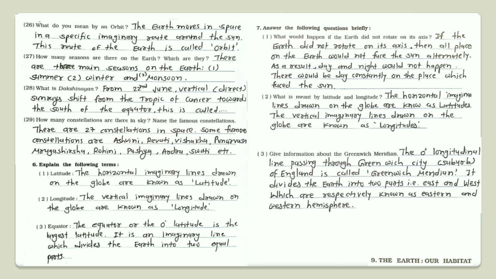Second, what is meant by latitude and longitude? The horizontal imaginary lines drawn on the globe are known as latitudes. The vertical imaginary lines drawn on the globe are known as longitudes.